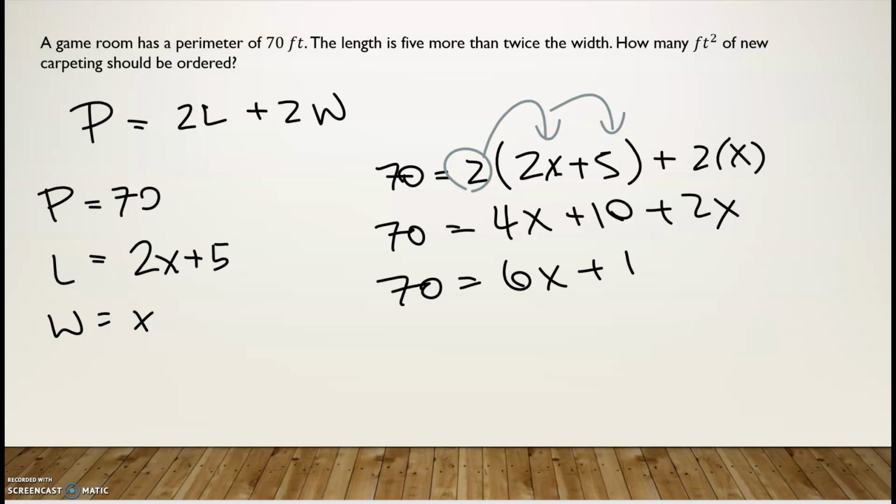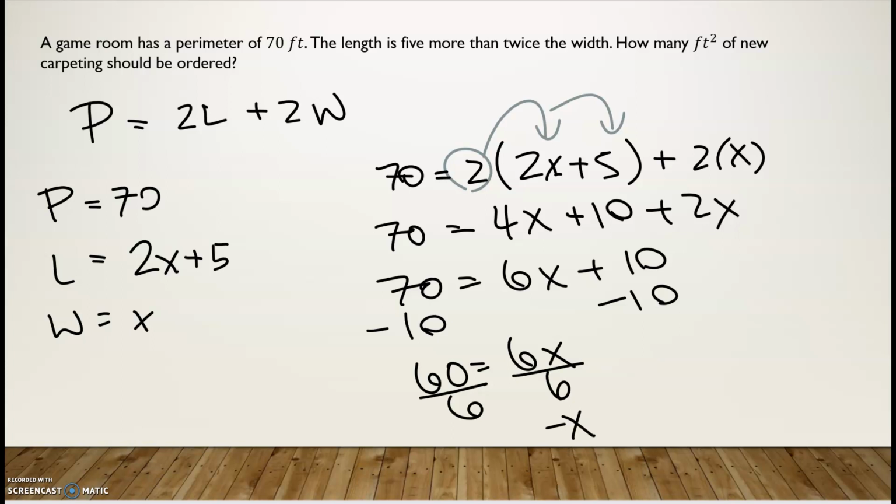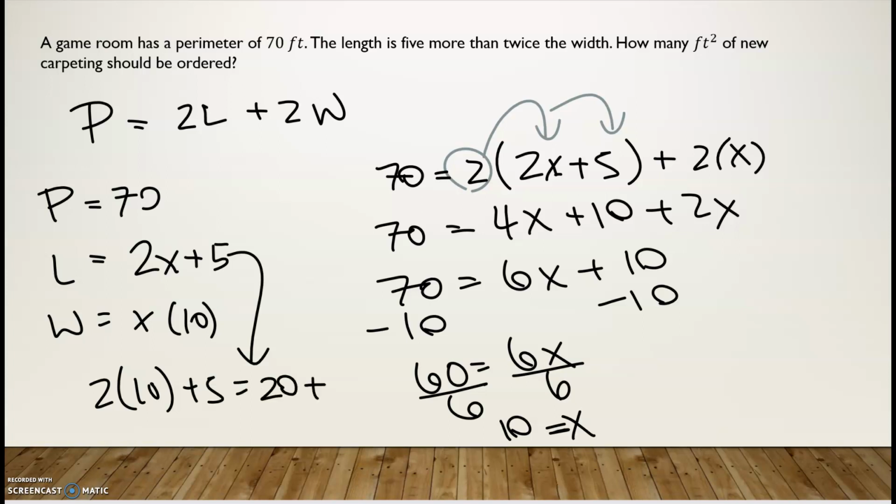6x plus 10. Subtract 10 from both sides. So this is going to be 60 is equal to 6x, divided by 6. So x is equal to 10. Okay, so that means that x is 10, but this down here is going to be 2 times 10 plus 5. So we got 20 plus 5, or 25.